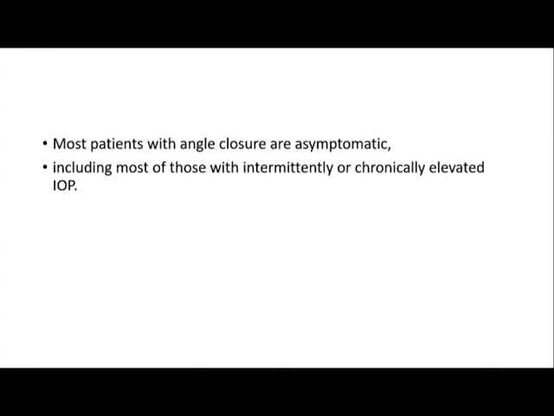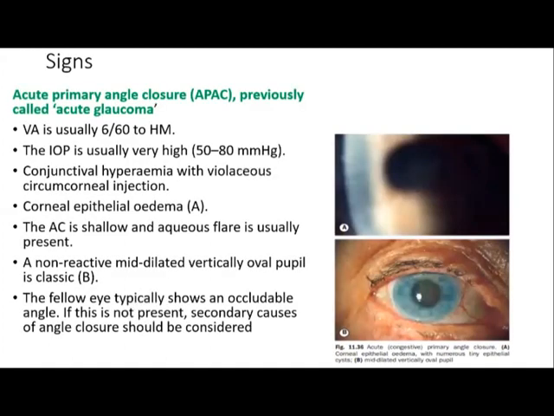Most of the patients with angle closure are asymptomatic, including most of those with intermittently or chronically elevated IOP. Next is signs. Acute primary angle closure, previously called acute glaucoma: visual acuity is usually 6/60 to hand movement. The IOP is usually very high, that is 50 to 80 mm of Hg, and conjunctival hyperemia with violaceous circumcorneal injection will be there, and corneal epithelial edema will be there.